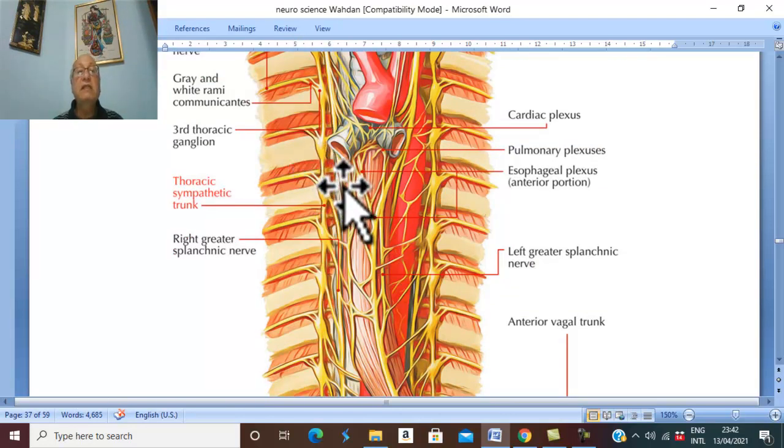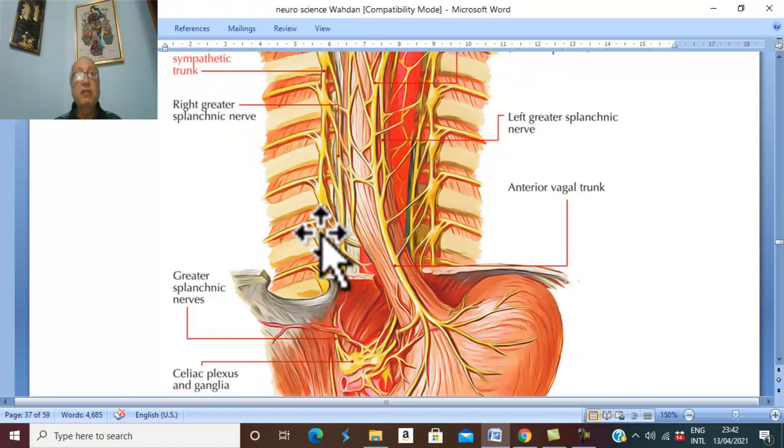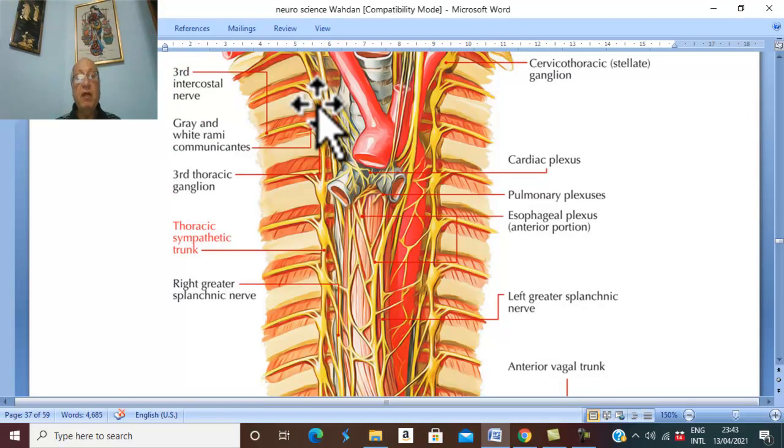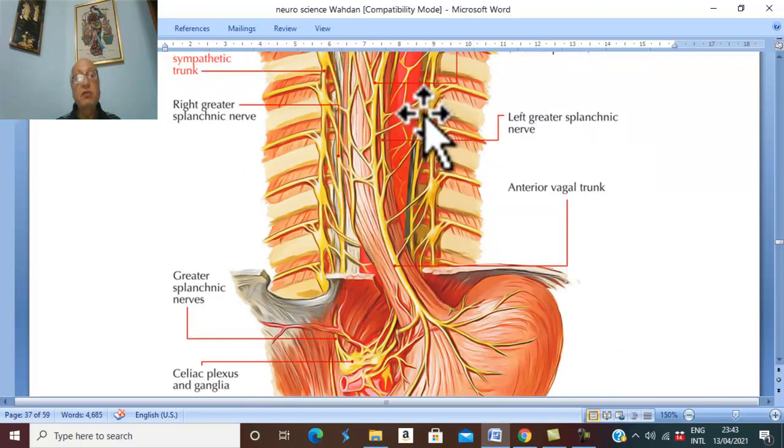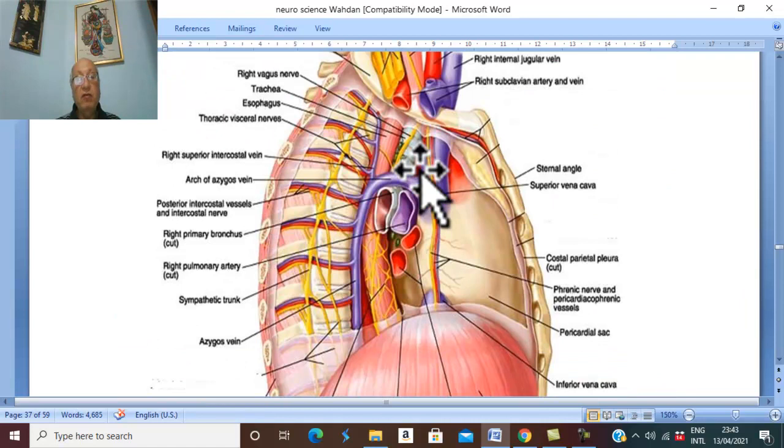Where? Descending downward in the upper part of the thorax, the sympathetic chain lies in front of the neck of the ribs. But in the lower part, the thoracic sympathetic chain lies on the sides of the body of the vertebrae. Therefore, the sympathetic chain in the upper part of the thorax descends in front of the neck of the ribs. In the lower part, it becomes on the side of the body of the vertebrae. This is the body of the vertebrae and this is the side.